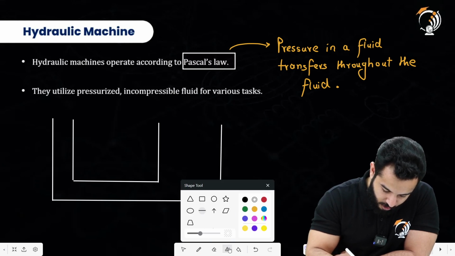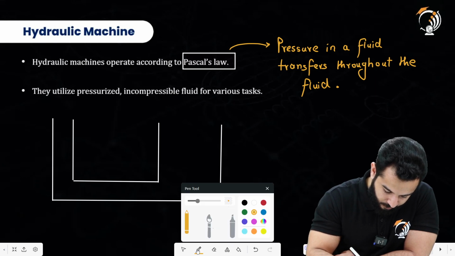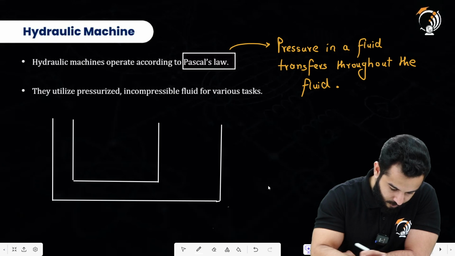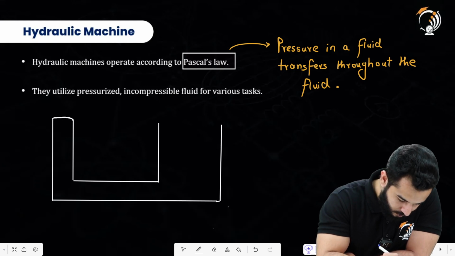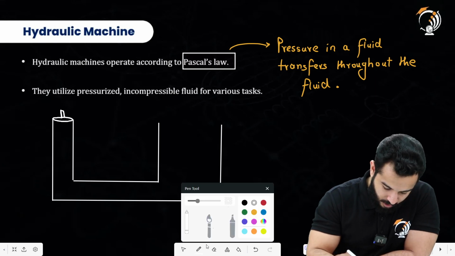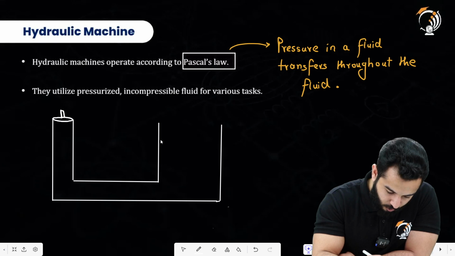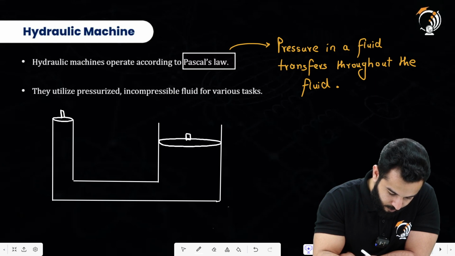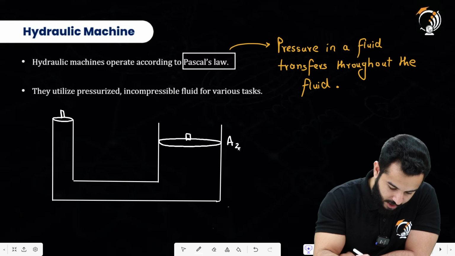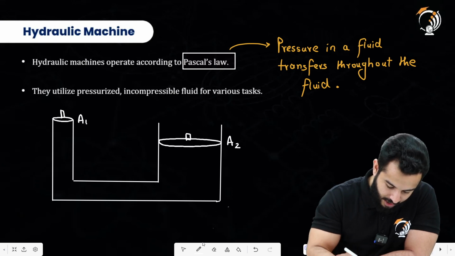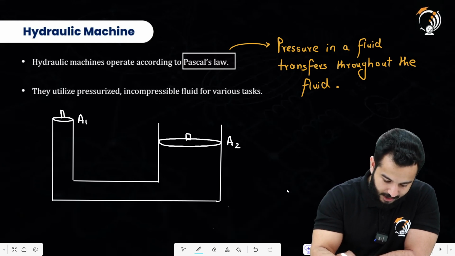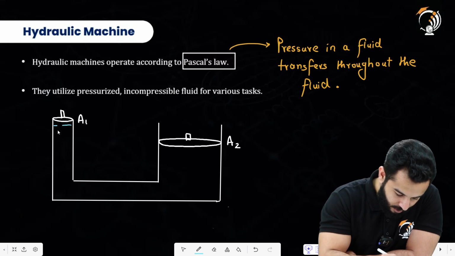And we have got a small piston over here. And we have got a large piston over here. So this one has got area A2, this one has got area A1. And the main point is that it is being filled with the same liquid, the same fluid.